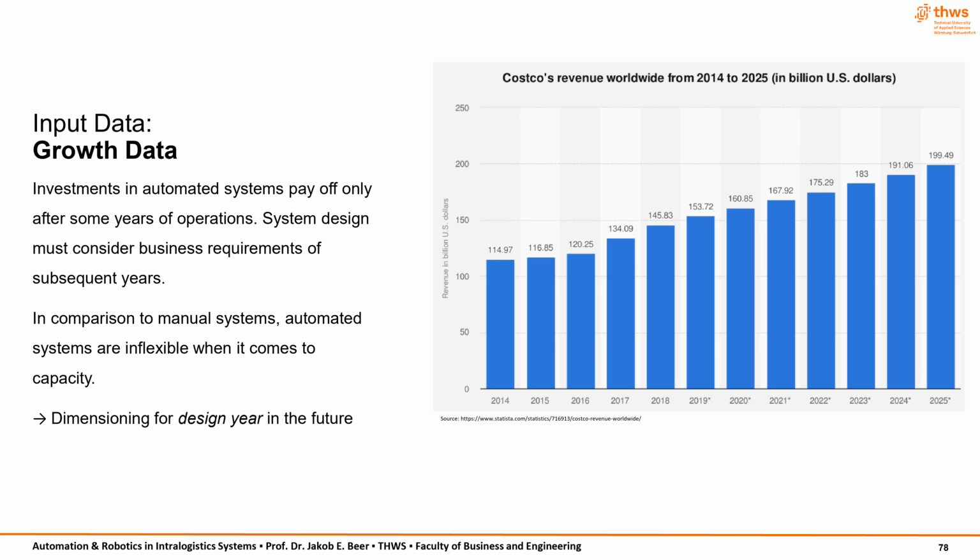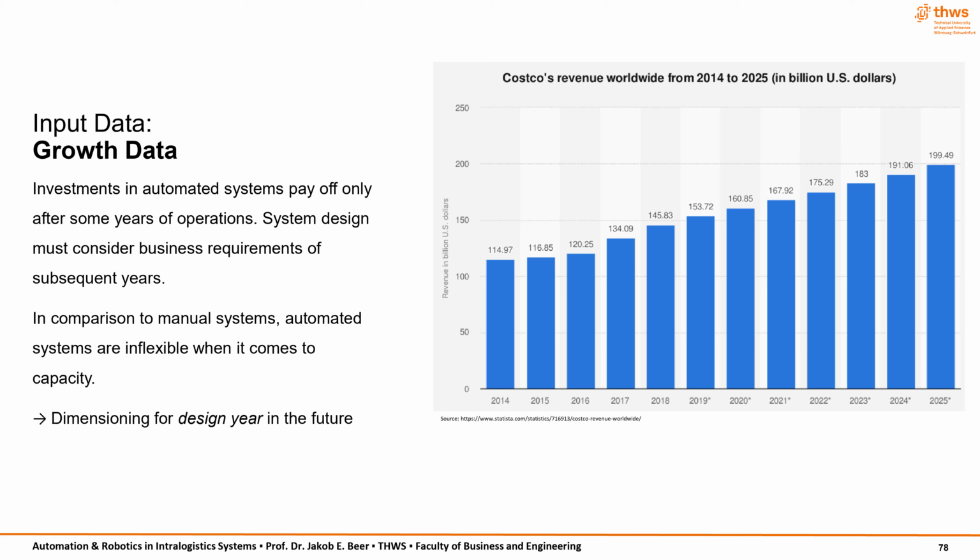So what do we do instead? We design for what we call the design year. This is typically 3 to 5 years in the future. It reflects the business volume and SKU structure that the company expects to reach once the system has ramped up and stabilized. That way, you ensure that the system performs efficiently not only today, but also tomorrow. Of course, forecasting future volumes is difficult, but even rough projections can be helpful.